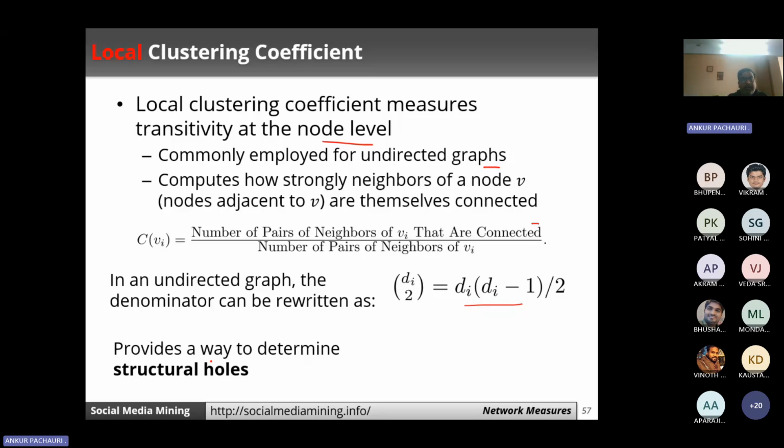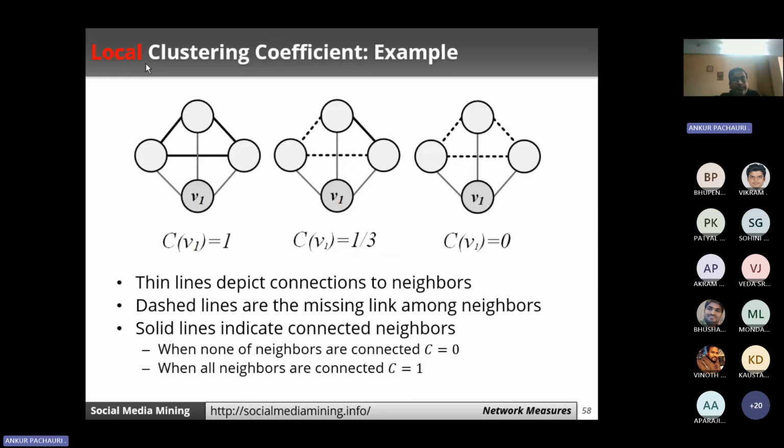So what does it provide? The local clustering coefficient shows the structural holes, if there are any structural holes in the graph. So the local clustering coefficient can suggest the structural holes in the graph. The thin line depicts the connection in a graph. This is the case when the clustering coefficient value is 1.